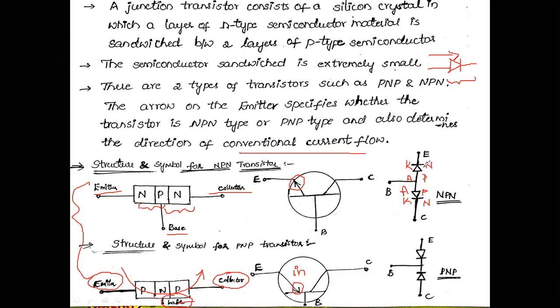From the cathode terminals, I am going to draw one terminal, that is the emitter terminal. In between, I am going to draw another terminal, that is the base terminal, and across the other extreme point of the cathode terminal, that is the collector terminal. Emitter, base, and collector. This is the diagram in the diode format.